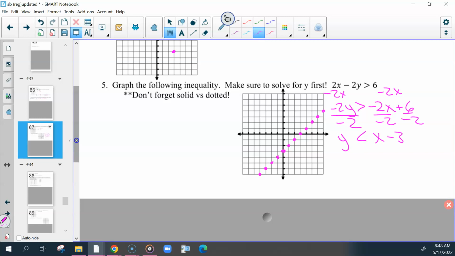Would this be dashed or solid? Dashed. Mine will just be solid because I don't have space for all that. Shaded above or below? Below. So below would be at our y-intercept down here, so everything underneath is dashed. Dashed, dotted, same thing. Okay. Questions on those 2?